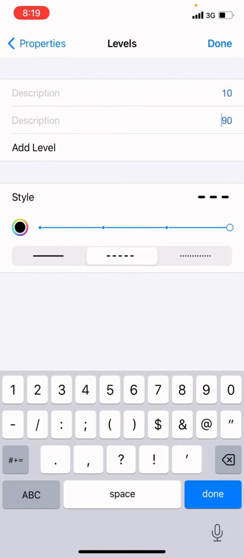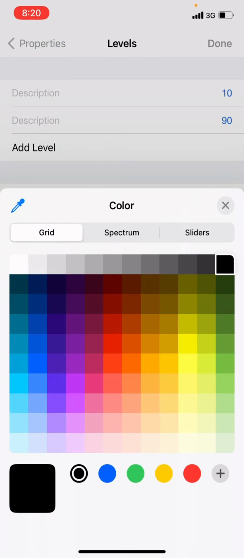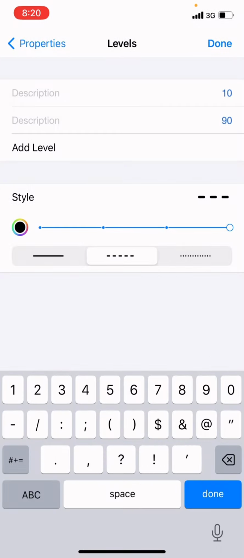The style right here, the color is going to be black. The pixels are going to be 4 pixels. If you're using MT4, you're going to see the number of pixels, but on MT5 you're going to see a straight line right here, just as you can see. Then the line pattern is going to be the one with space, not the first one. You're going to choose the second line, the one that has space.